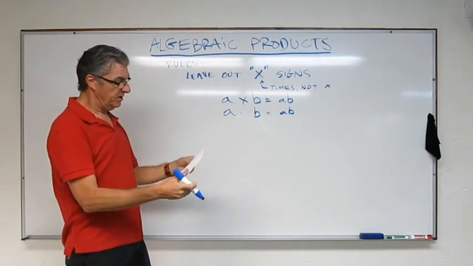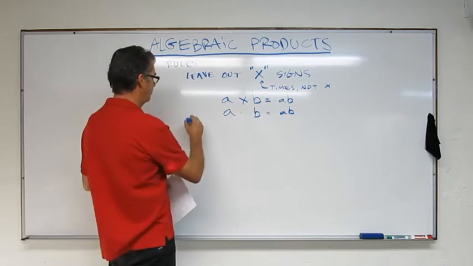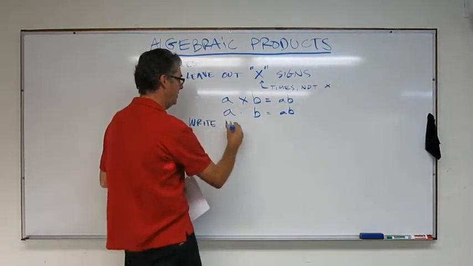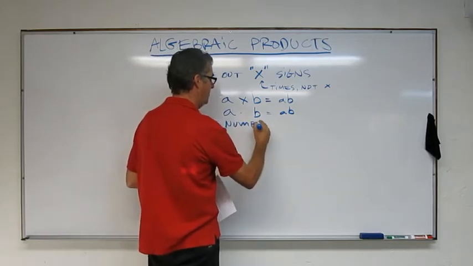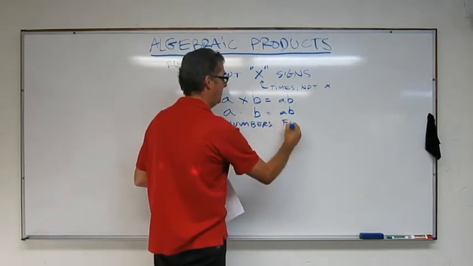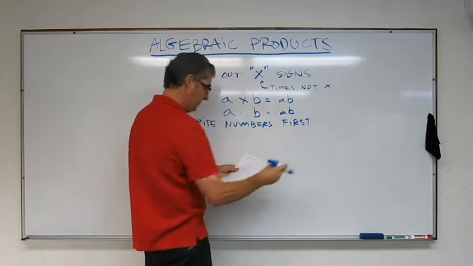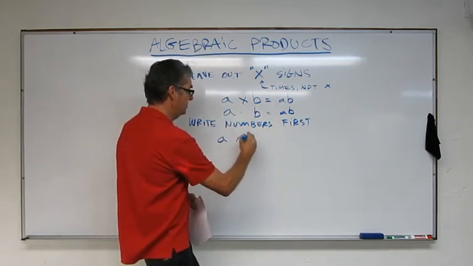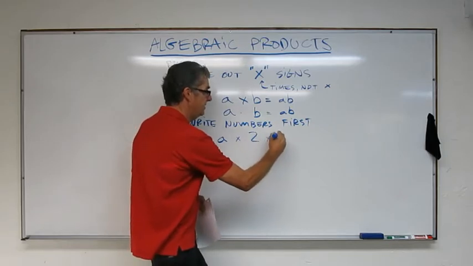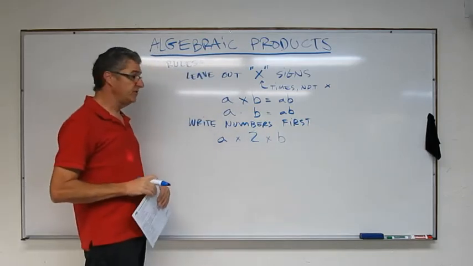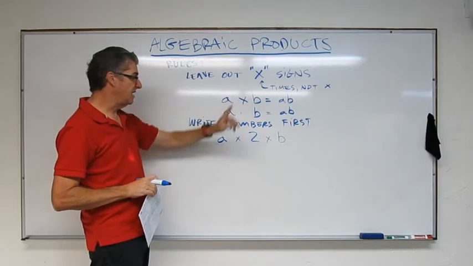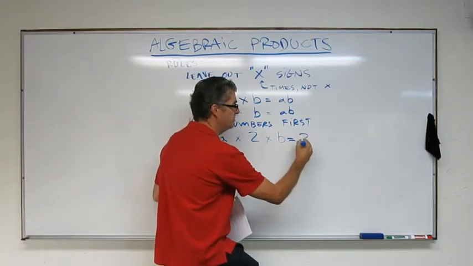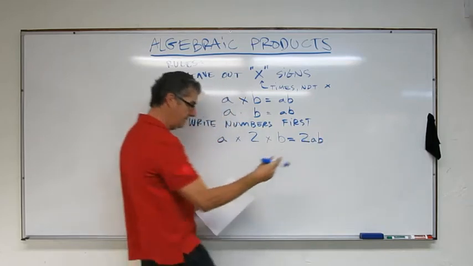That's our first rule. Second one is write the numbers first. So if I had A times 2 times B, what I'm going to do is I'm going to first drop my times sign, and I'm also going to put my number first.